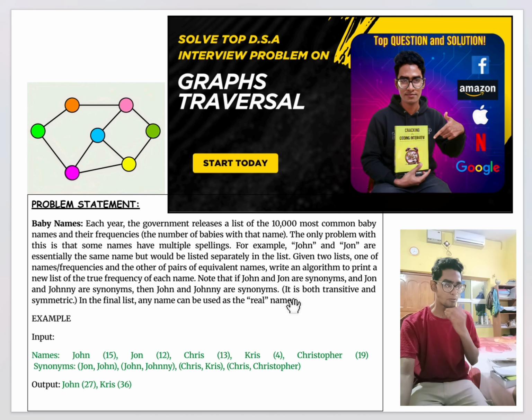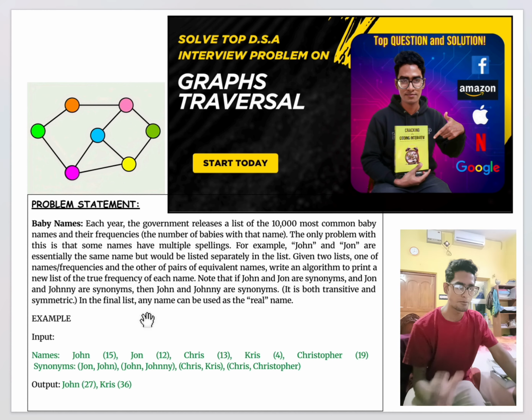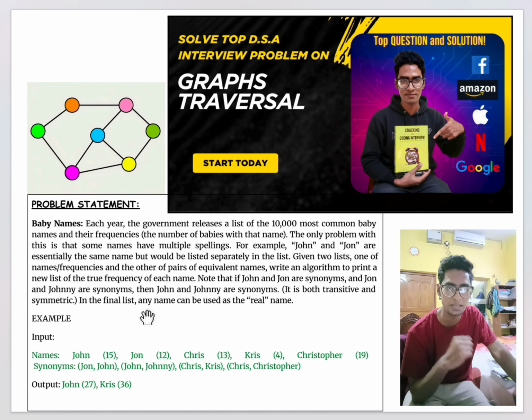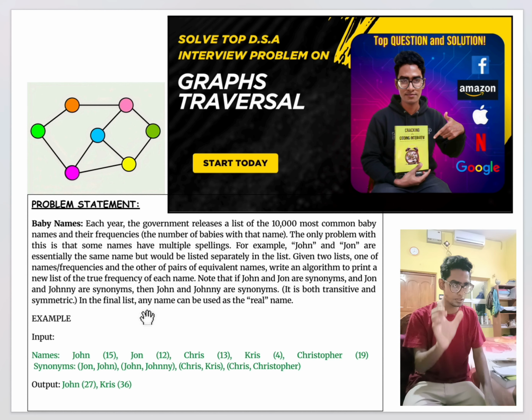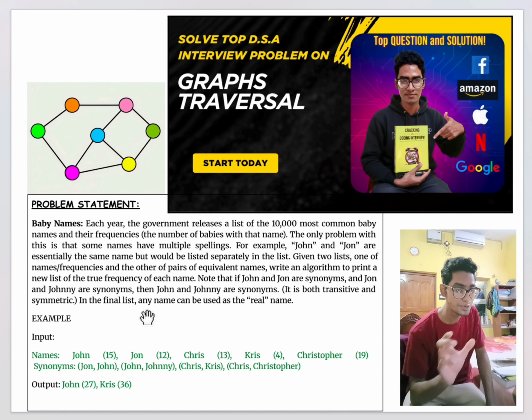Okay, so it states that the government releases 10,000 names of newborn babies which contain identical names of the same meaning but with different spellings. For example, John and Jon. So we're gonna use the concept of graph traversals. We're gonna apply DFS, depth first search. Why are we gonna use depth first search?